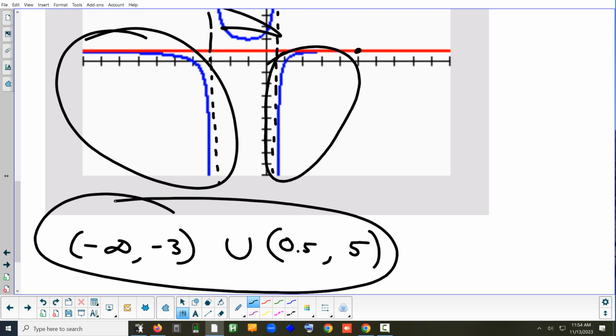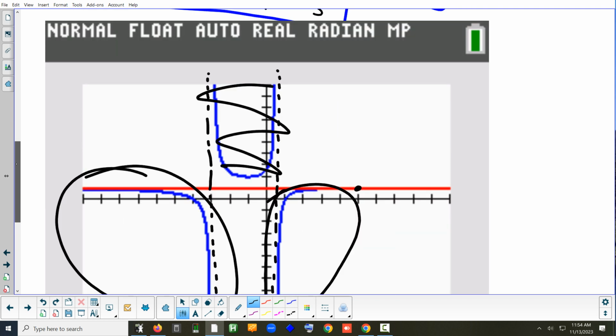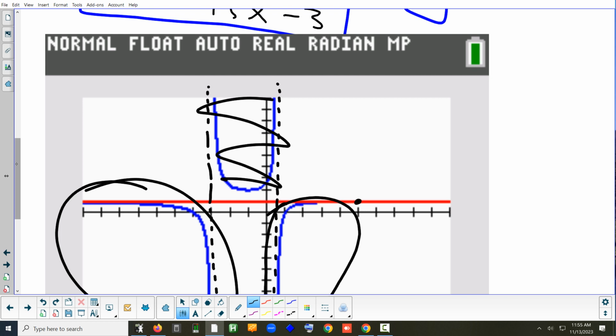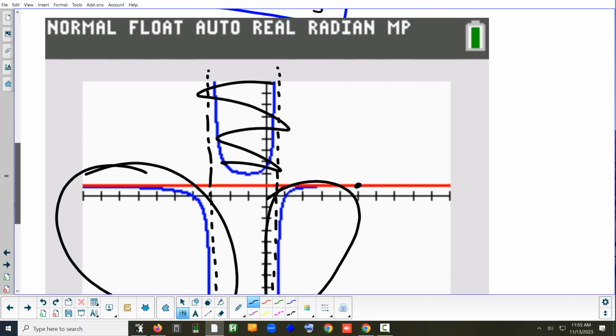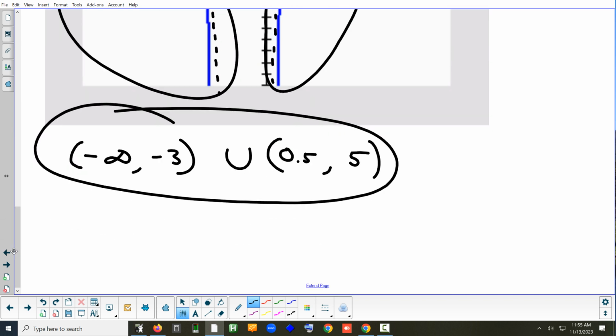And that's how you solve it. So if you pick an x value that's in the first interval or the second interval, you'll be under the red line. If you pick an x value anywhere else, you're going to be above the red line. Okay. Any question on that?